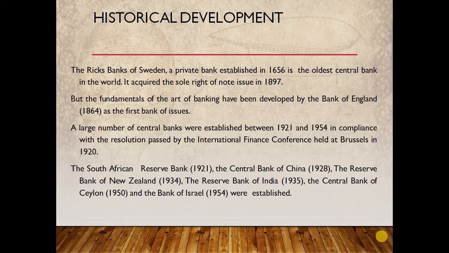After that, most of the countries established their own central banks. In South Africa, the South African Reserve Bank was established in the year 1921. The Central Bank of China was established in the year 1928. The Reserve Bank of New Zealand was established in the year 1934. The Reserve Bank of India was established in the year 1935. The Central Bank of Ceylon was established in the year 1950. And the Bank of Israel was established in the year 1954.